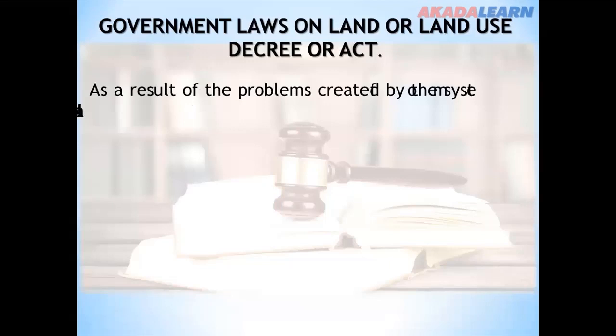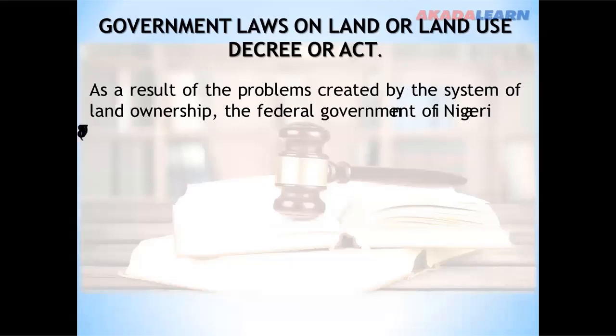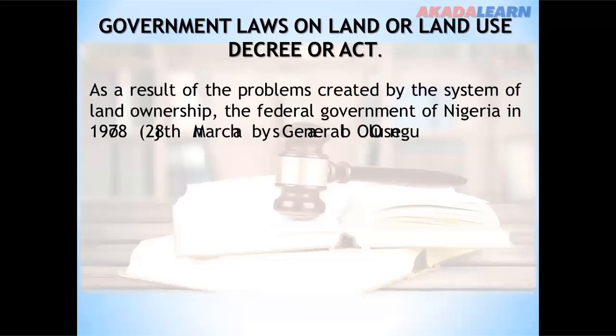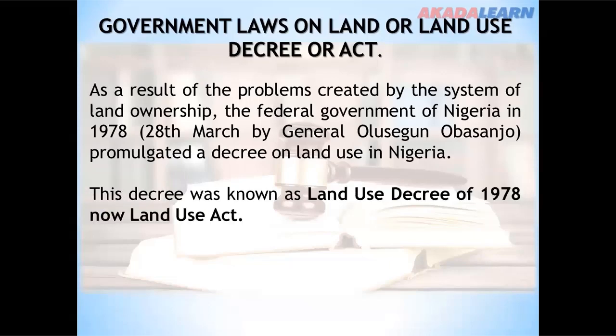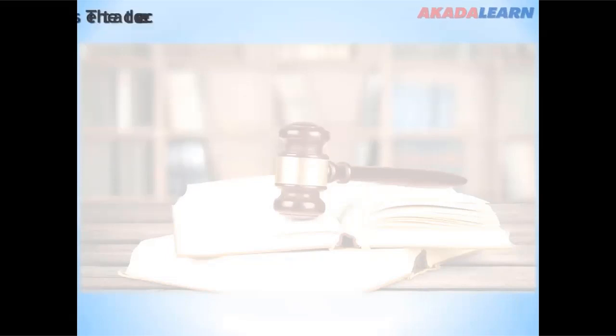As a result of the problems created by the system of land ownership, the federal government of Nigeria, in 1978, precisely on 28th of March, promulgated a decree on land use in Nigeria under General Olusegun Obasanjo. This decree was known as the Land Use Decree of 1978, known as the Land Use Act. The decree states the following.